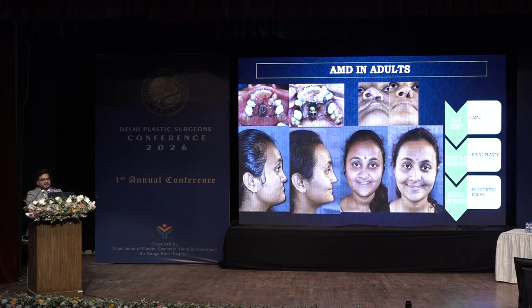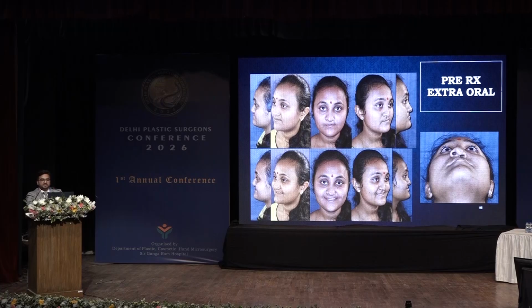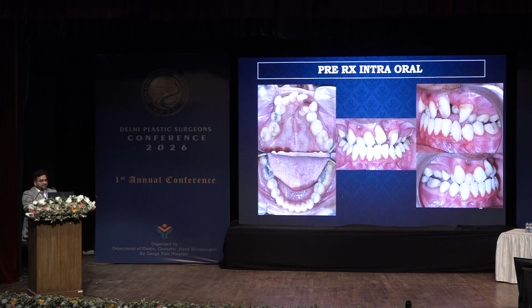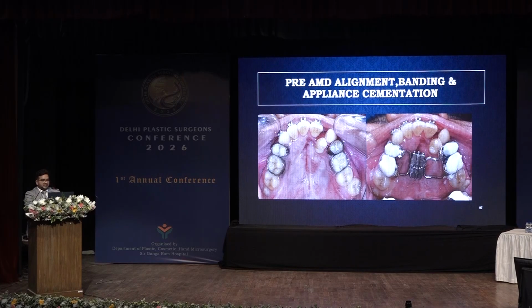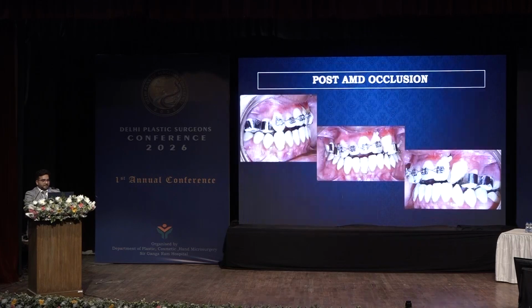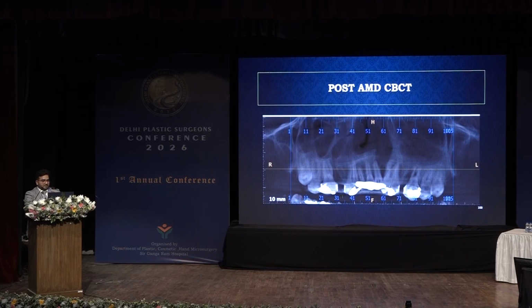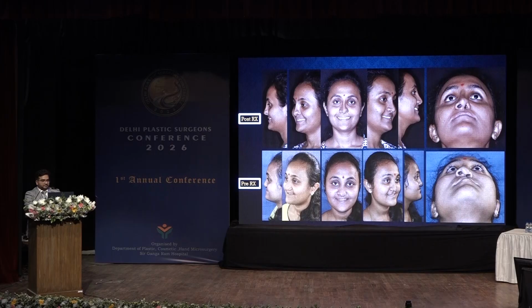Now we consolidate the AMD for minimum 4 to 6 months, then utilize this 4 to 6 months for post AMD orthodontics, get some symmetry, do the rhinoplasty with the AMD distractor in place, consolidate more for 3 months, then do the prosthetic build-up after 3 months. So within 1.5 years, you have very good results. See, this is 1.5 years.